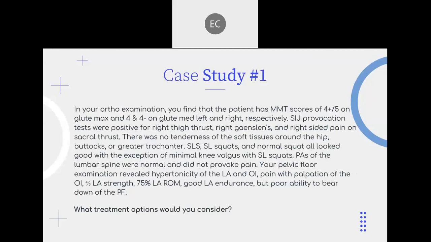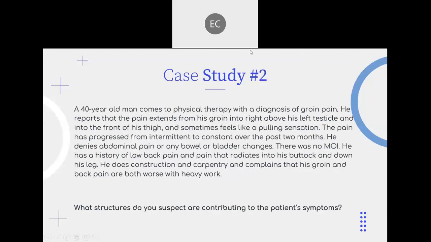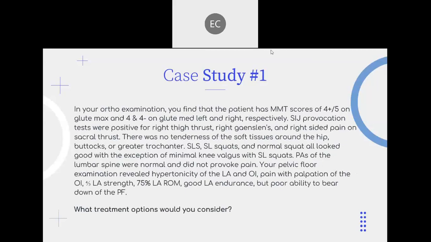It's working on general motor control of the pelvic floor. TA. Okay, ability to activate the pelvic floor with TA, ability to activate and relax throughout the range. Okay, and then Lieutenant Williams says postural education.